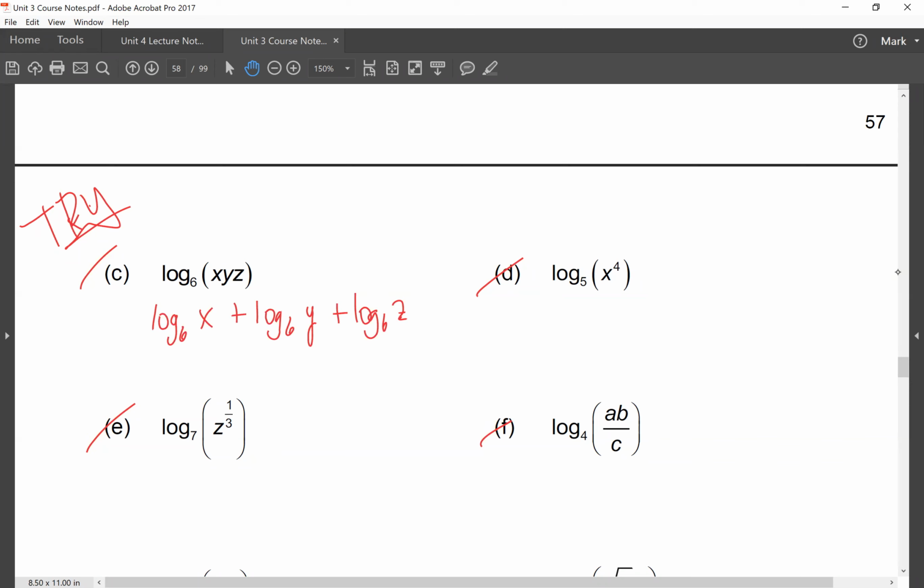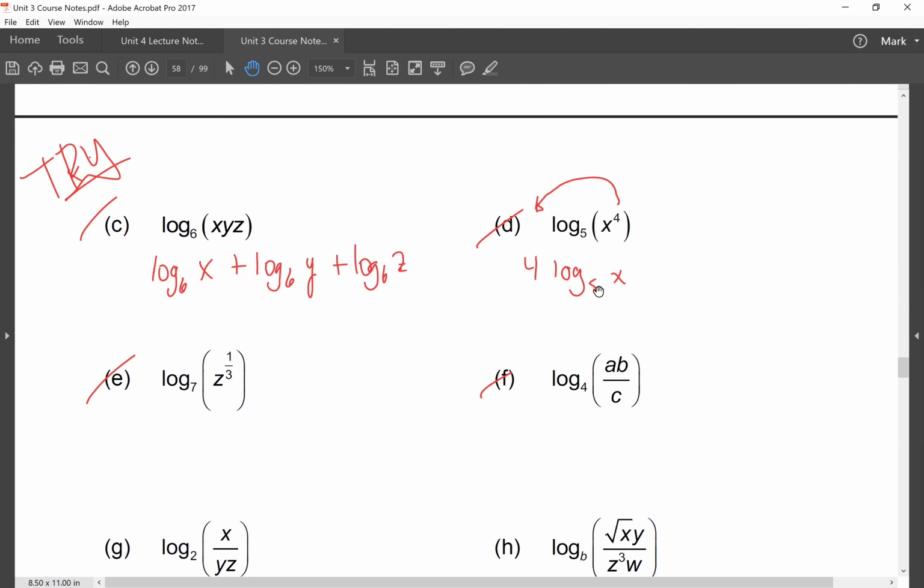Something like D and E are very straightforward, meaning I'm going to use what's called the power rule, or rule 7. So I would just take log 5, put the 4 there, and keep my x. Same thing for E. I would say log 7 z, and I put the 1/3 in front.